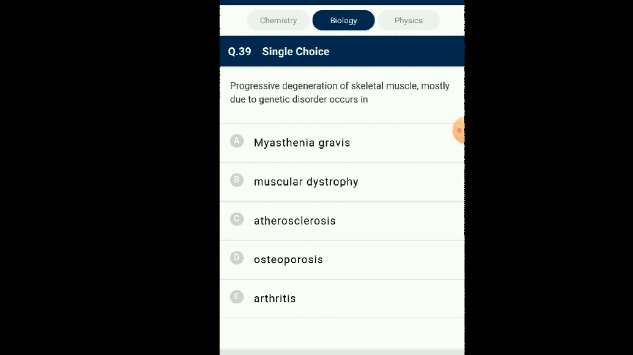Myasthenia gravis is an autoimmune disorder that affects the neuromuscular junction, causing weakness, fatigue, and paralysis of skeletal muscles. Tetany is a rapid spasm, that means wild contractions in muscles, caused due to low calcium ion in body fluid. Arthritis is the inflammation of joints, and osteoporosis is characterized by a decrease in bone mass, which may increase the chances of fractures. So, the answer for this question is option B, muscular dystrophy.